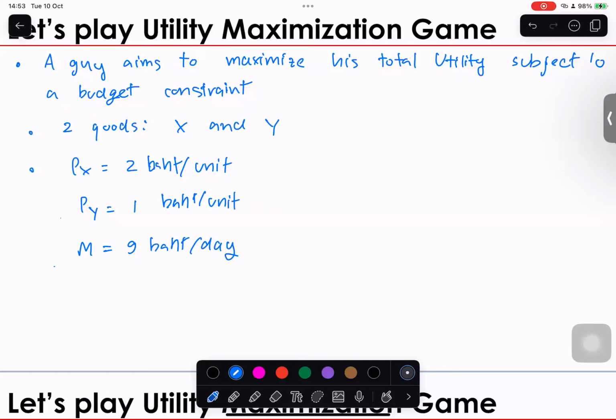Okay. After the break, consider a person who wants to maximize his utility, total utility TU, from consuming good X and good Y. Good X costs 2 baht per unit. Good Y costs 1 baht. He has 9 baht to spend on the 2 goods.